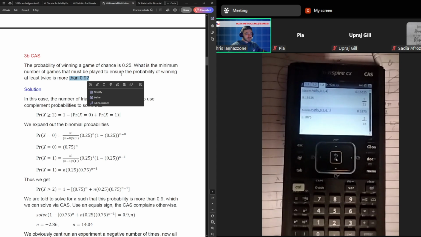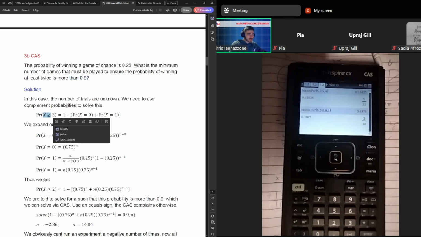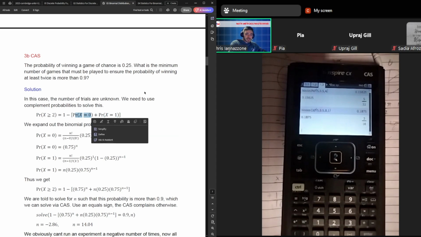So, because we don't know where to cap out, we're definitely going to be using our complement probabilities here. Instead of doing x greater than or equal to 2, the things that aren't in that interval are going to be x equals 1 and x equals 0. So you do 1 minus those. So, we're just going to expand those out.